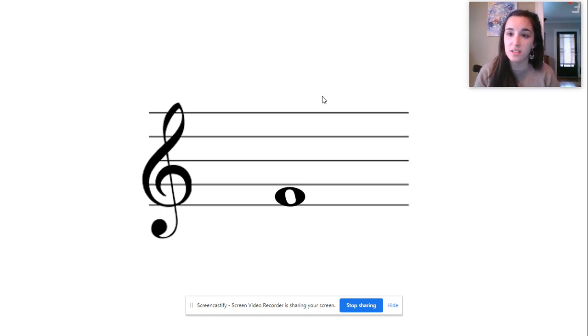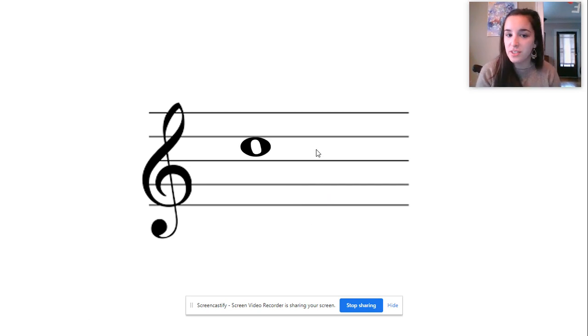Here we have a space note. This is a space note because it's between the lines. There's no line passing through the middle of it. This is a space note. Space rhymes with face. So we're going to spell the word face starting at the bottom. F-A-C-E. This is in the bottom space. This is an F.